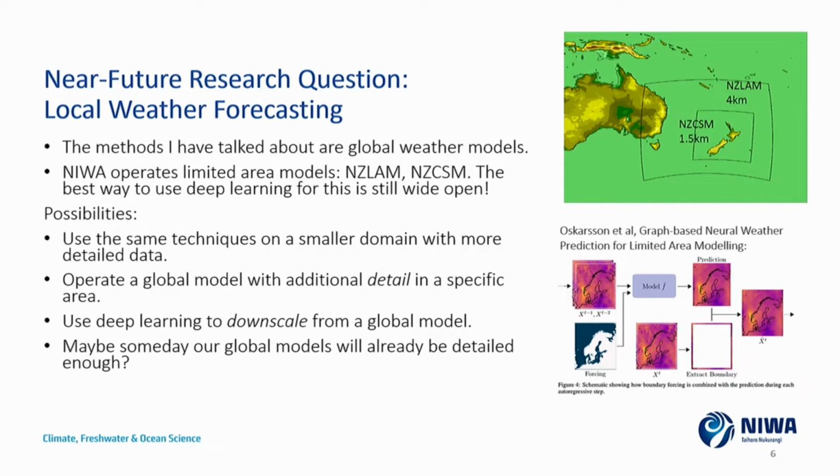Maybe we use the same techniques on a smaller domain. Maybe we operate our own huge global model, but then just zoom in on an area, which we can do now. We wouldn't have the compute to do that for a numerical weather model, but for this, we could run a global model and also have the zoomed in area, and it wouldn't be anything worse. Or we downscale, or maybe someday our global models will already be detailed enough. But that's a long way in the future.